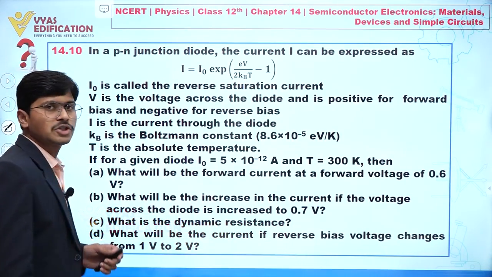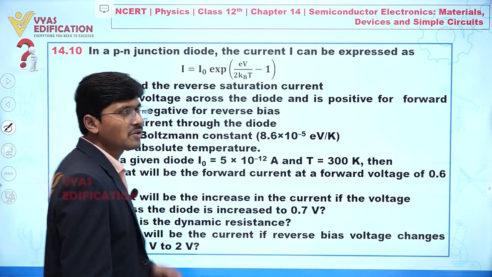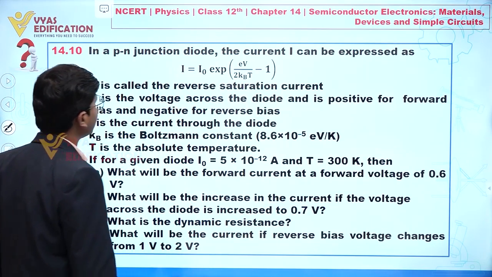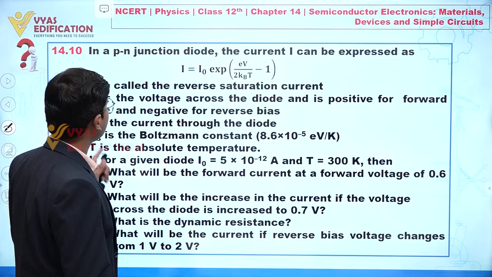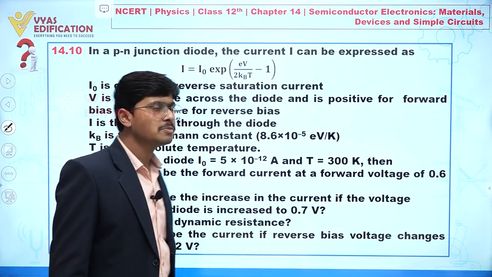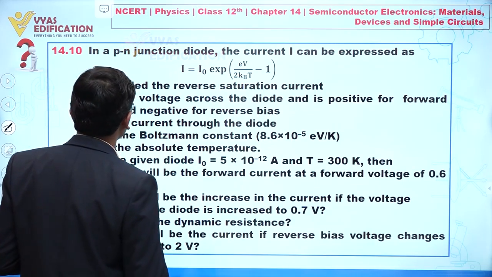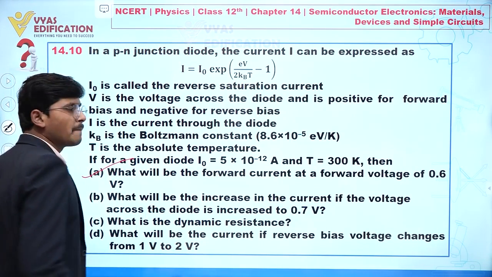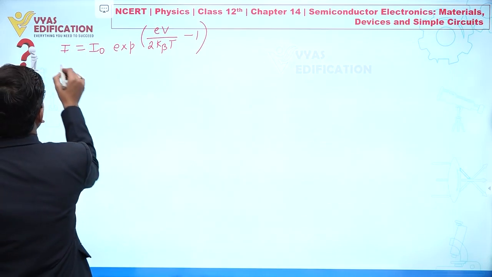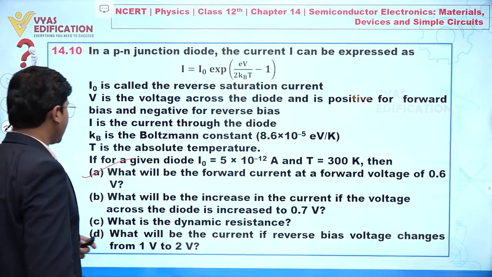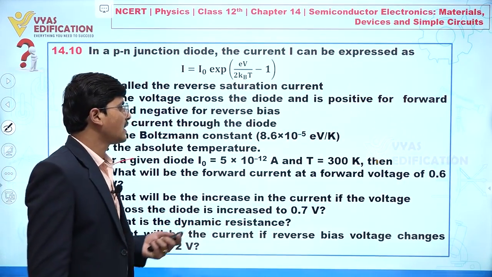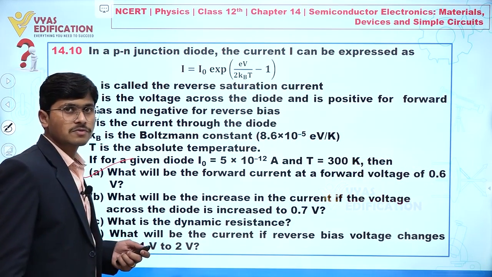So this is an expression of current, clear, where I naught is known as reverse saturation current, and V is the voltage across the diode, and it is positive for forward bias and negative for reverse bias, clear. So first of all we are going to discuss part number A. In part number A, it is given to you what will be the forward current at forward voltage of 0.6 volt, clear.